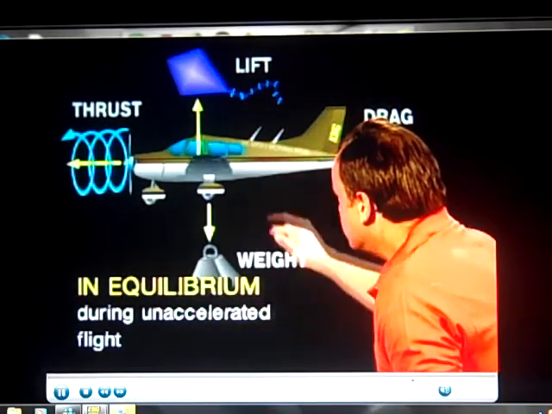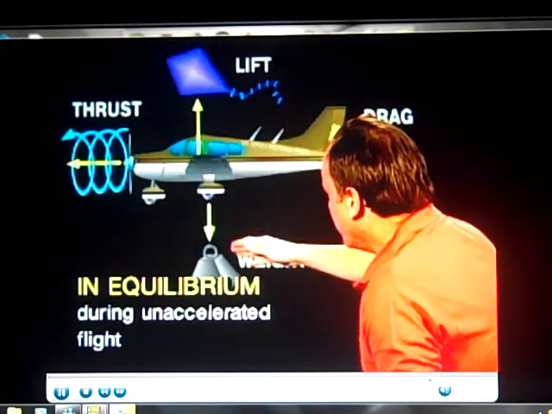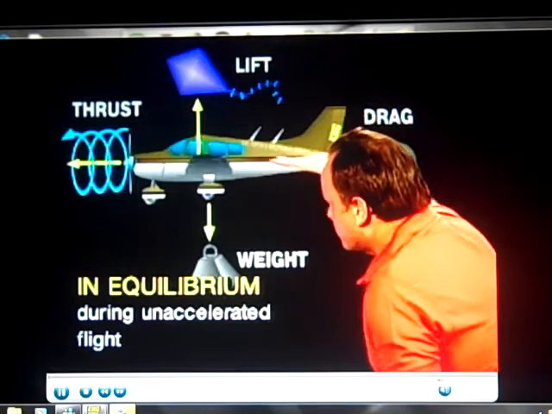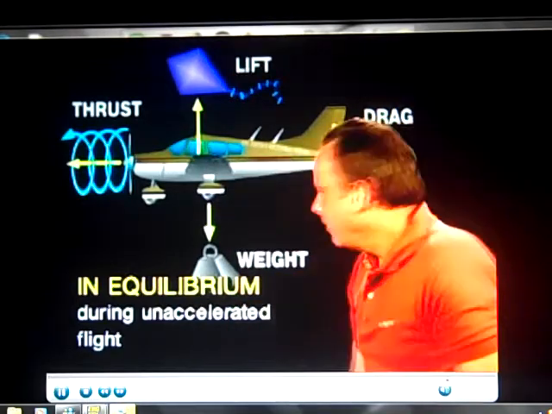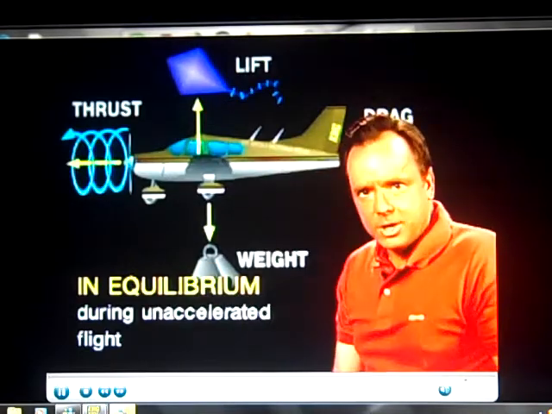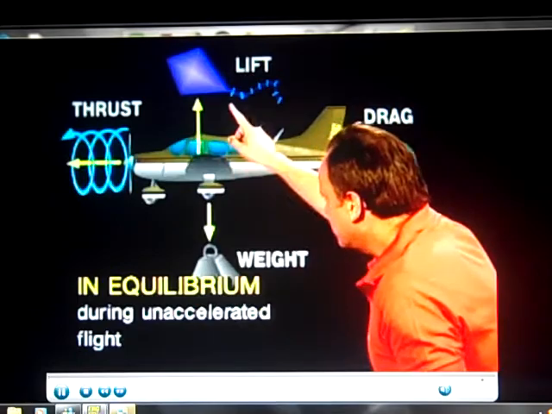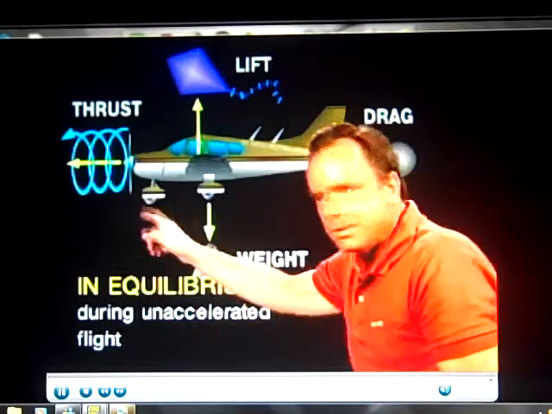Now, equilibrium means thrust is equal to drag, and they are not changing. Lift is equal to weight, and they are not changing. So in straight and level, unaccelerated flight, these 4 forces are in equilibrium. They are equal to each other and not changing. So the relationship in straight and level flight is lift is equal to weight, and thrust is equal to drag.